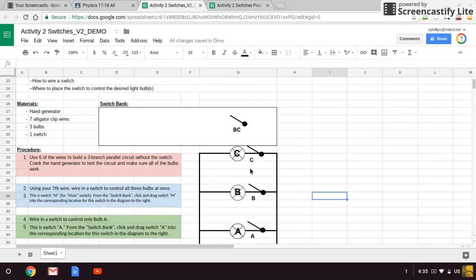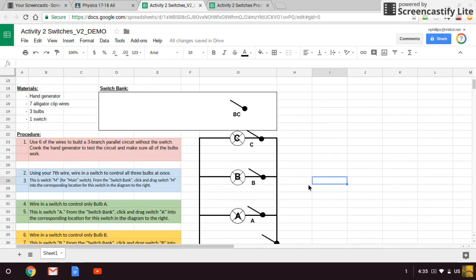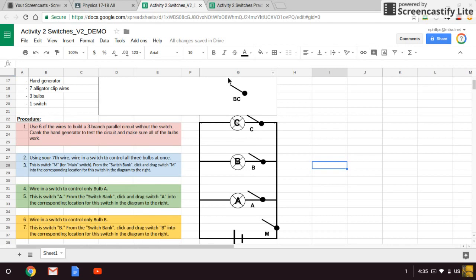For bulbs B and C, the switch has to go in a place that is either carrying current to the 2 bulbs B and C or from them. So it would go either here or there. I'm putting all my switches on the right side, so I'll keep doing that. If this switch were open, current could still flow through A, but wouldn't be able to make it to B and C.